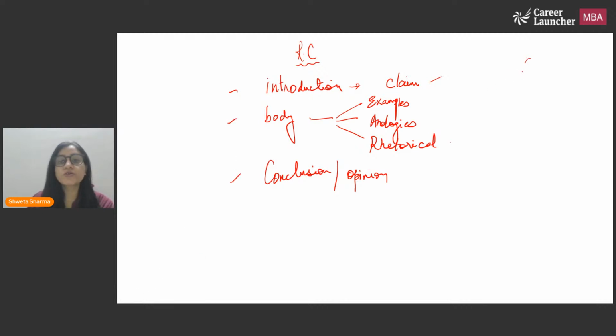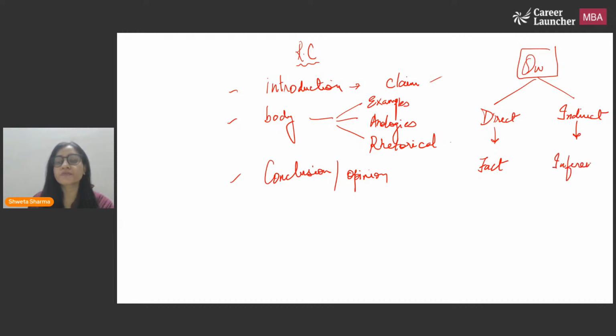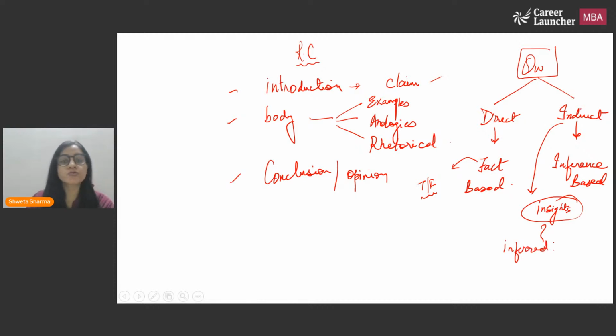On the basis of this, we do have the question types. Questions can be either direct questions or indirect questions. When we say direct question, it's going to be more of fact-based questions, and if it's indirect, it is going to be more of inferential, the inference-based questions. So what are we supposed to do? We are supposed to figure out whether a certain statement being stated is true or false, whether something being stated can be derived from what the passage says or not, whether it can be inferred or not.